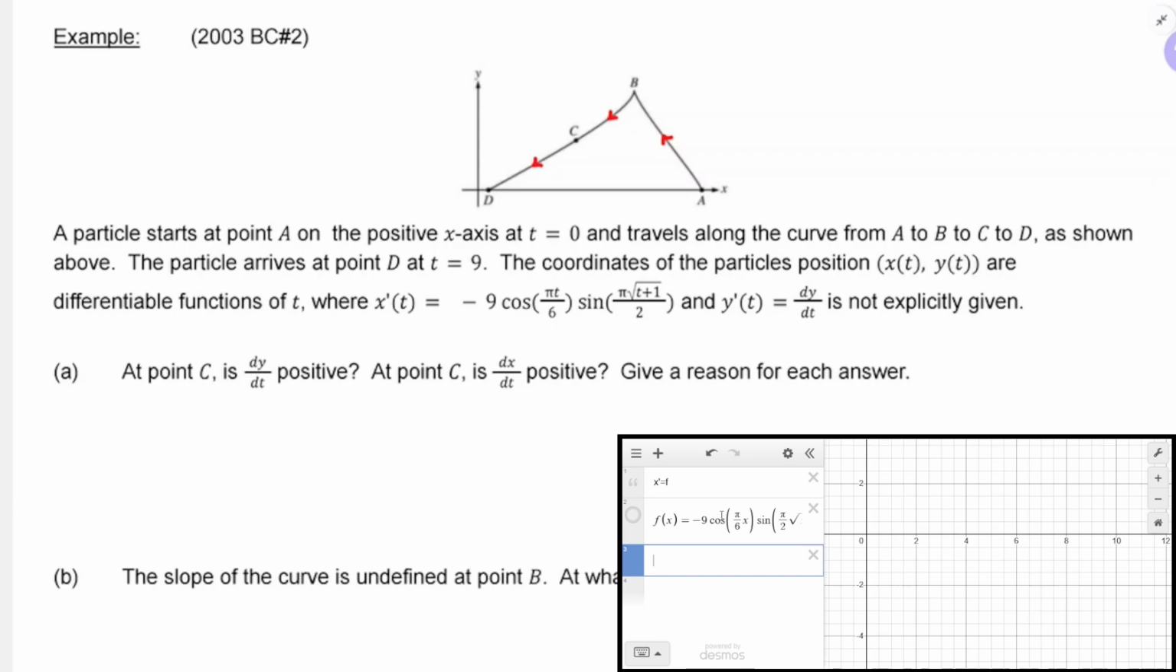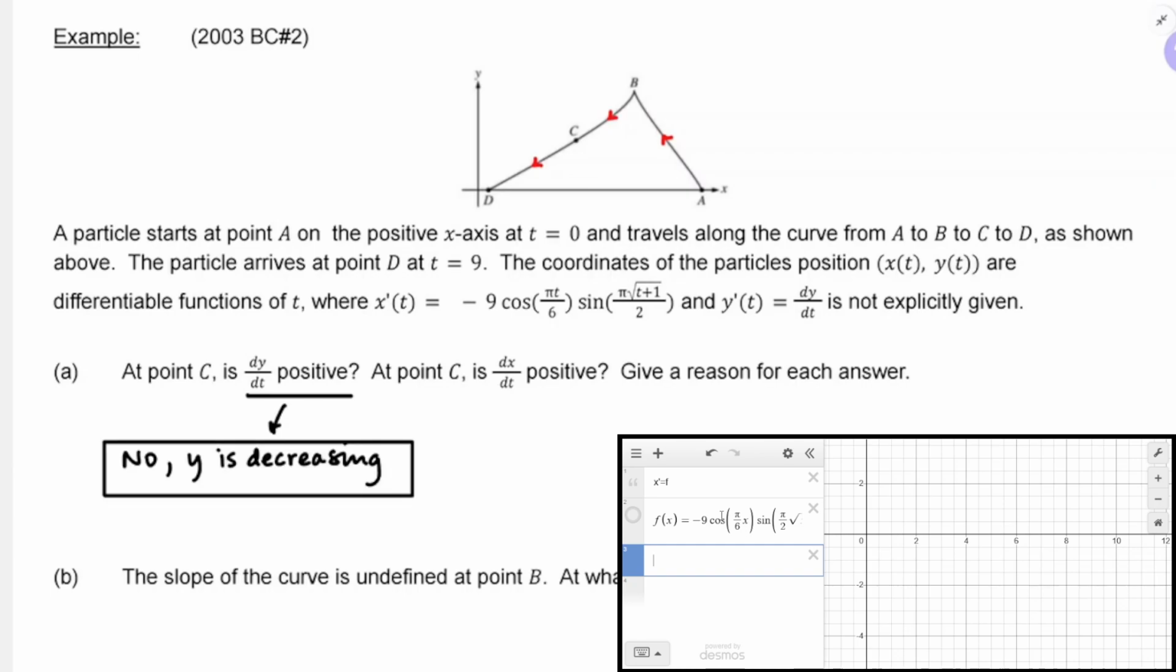So at point C, the object is moving to the left and down. So x is decreasing and so is y. So I'm going to say dy dt is not positive because y is decreasing. And for dx dt, I'm going to say the exact same thing. As I'm moving through point C, I'm going to the left, so x is decreasing, which means that dx dt is going to be negative, not positive.